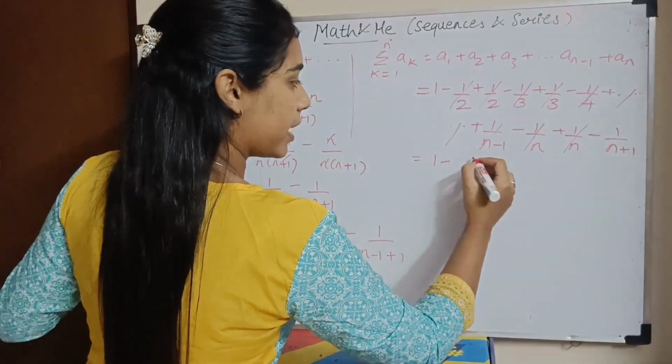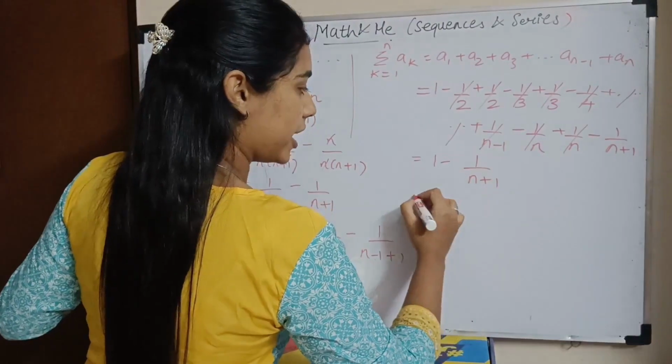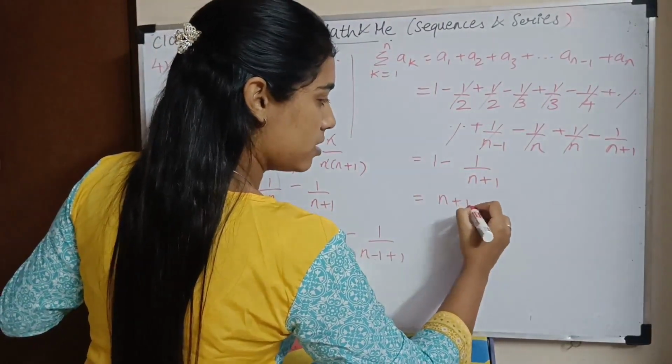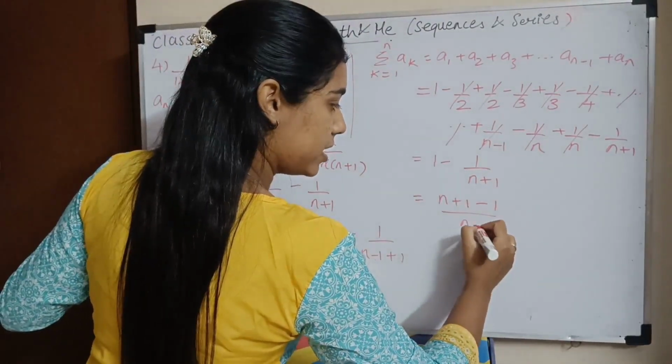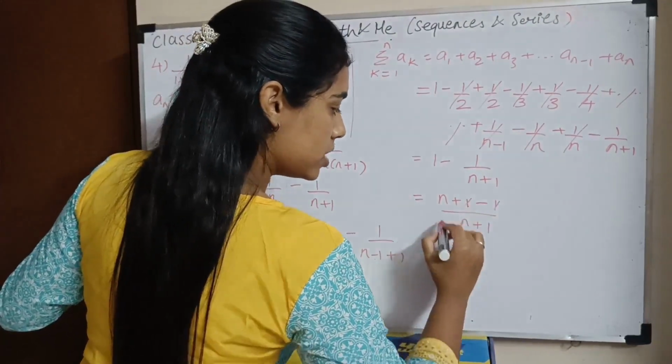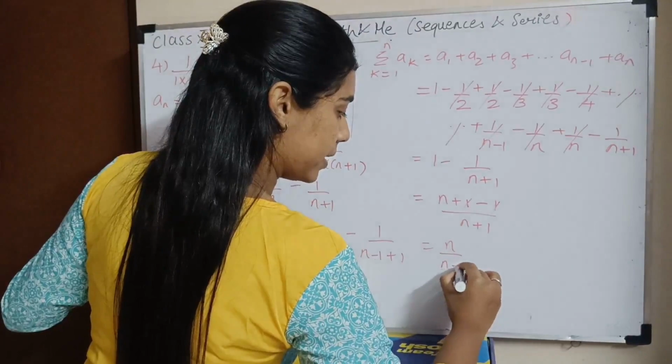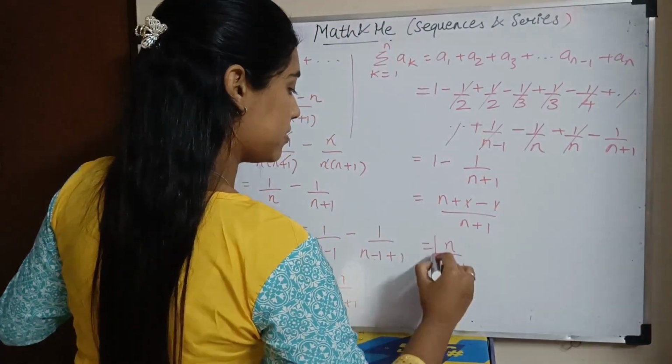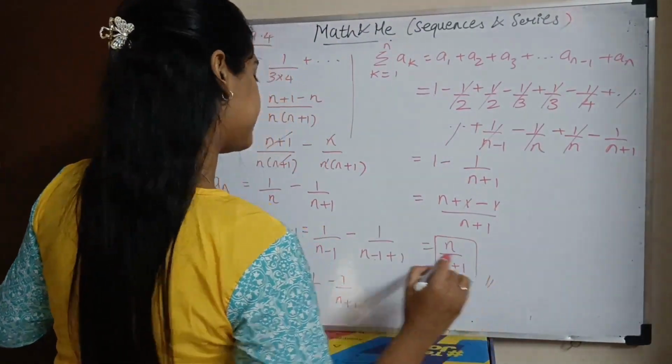So 1 minus 1 by n plus 1. When I take the LCM, I have n plus 1 minus 1 divided by n plus 1. So what do I have? 1 minus 1 is gone. So I am left with n divided by n plus 1. So this is my final answer.